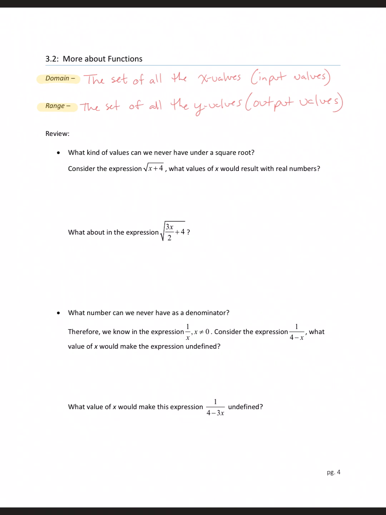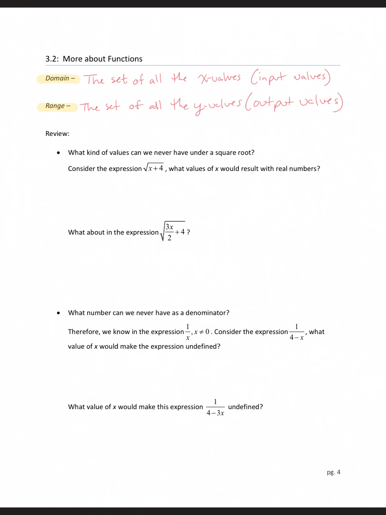So if we think back to what we did last class, when we evaluated something for f of x, maybe it's x squared minus 4, whatever we put into the x would be the input value, or those values would be in the domain. Whatever we got back as f of x would be a range value, or the output values. Okay, let's keep going.